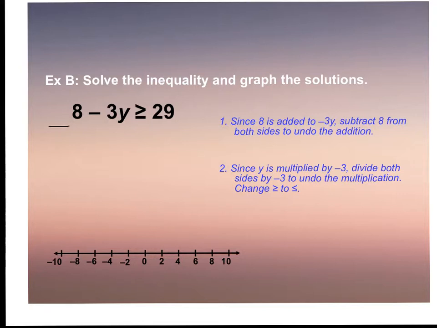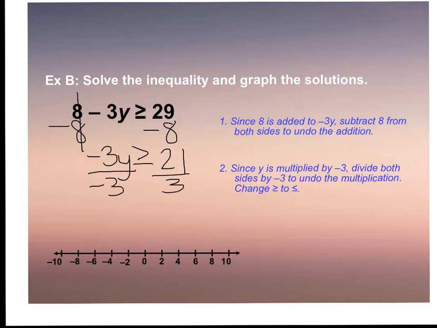We're going to need to subtract 8 from both sides, minus 8. So this cancels out to 0, and I get negative 3y is greater than or equal to 21. And then I need to divide both sides by negative 3. So these negative 3's reduce to 1, and I get just a y. I must switch my inequality symbol. Why is that? Why must I switch my inequality symbol?